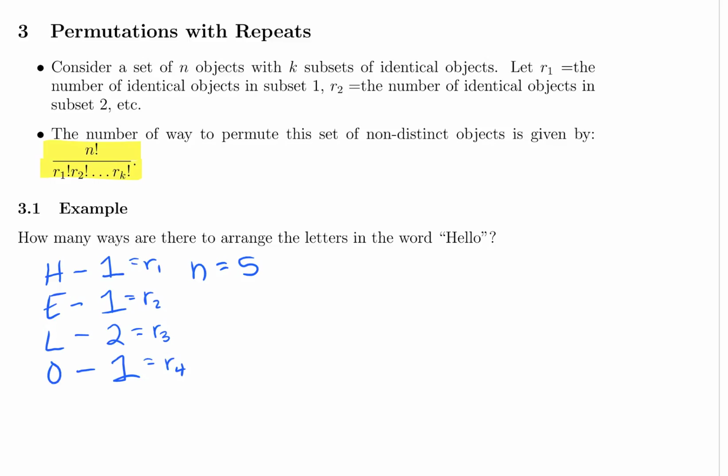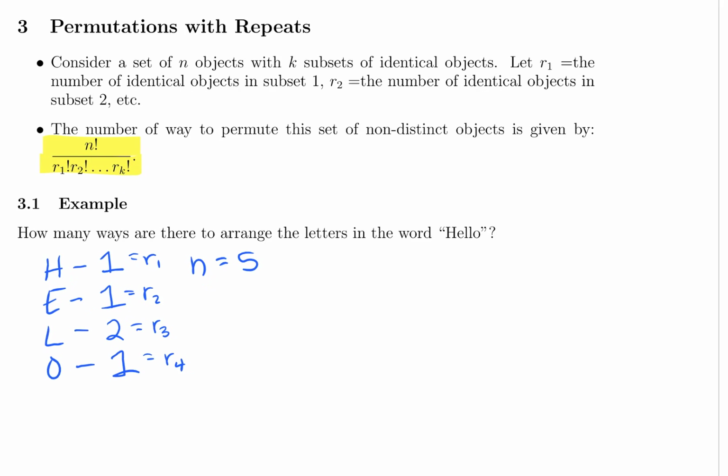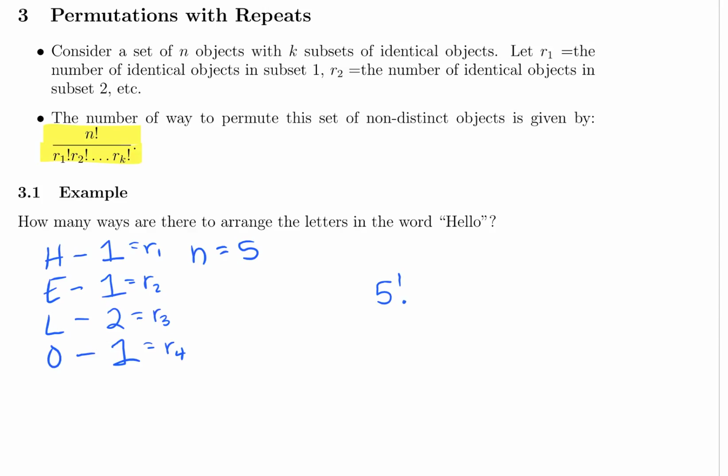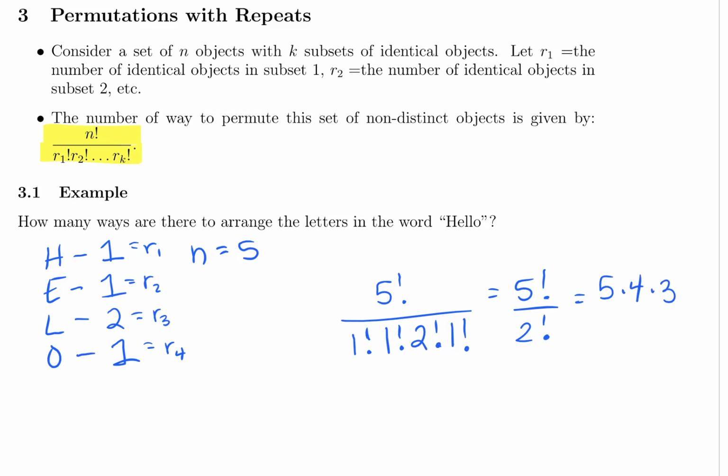So if we want to figure out how many different ways to rearrange this, we will take 5 factorial, and we divide it by 1 factorial times 1 factorial times 2 factorial times 1 factorial. I forgot my 1. 1 factorial. There we go. So let's go ahead and simplify. 1 factorial times 1 factorial times 1 factorial, that's all just 1. So we really have 5 factorial over 2 factorial. And we know that the 2 factorial will divide out everything after 3. So we're left with 5 times 4 times 3, which would be 60 different ways.